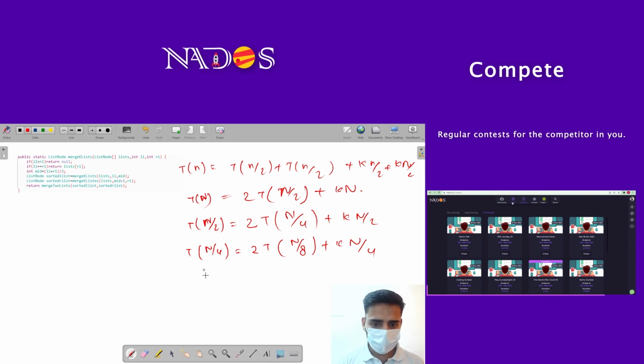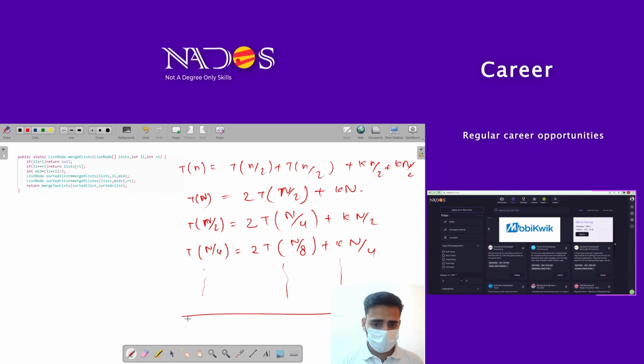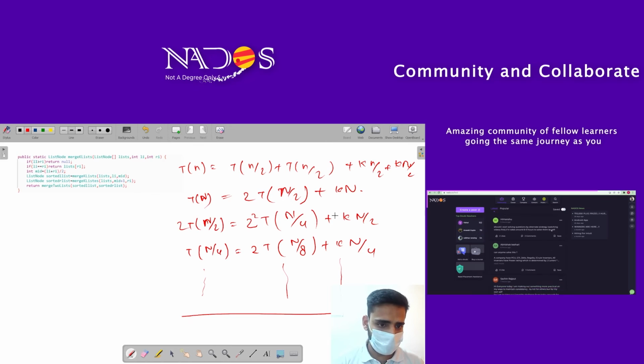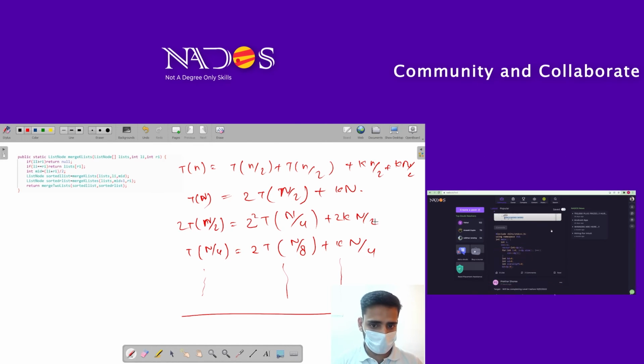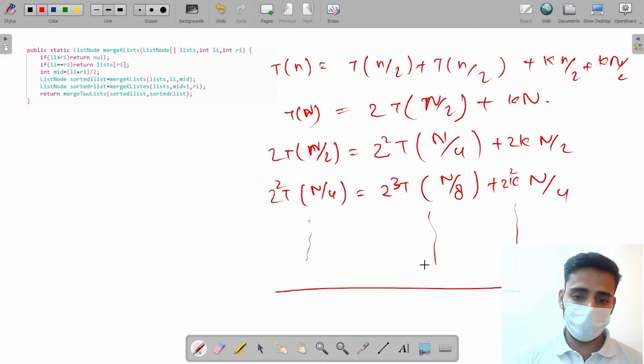So it will go on and on, and we have some result here. Just suppose we multiply this by 2, so it will be 2 square. Again, I multiply this by 2, so it will be 2 square, and it will be not just 2 square, it will be 2 cube, I think. Yes, it will be 2 cube and 2 square. And the same thing will go on.